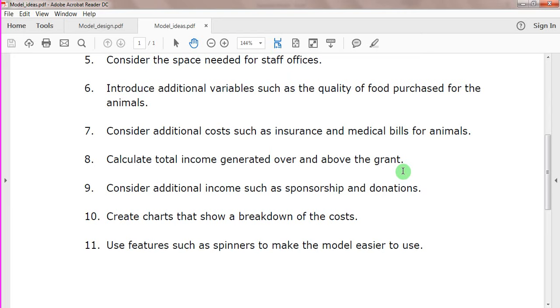Well, obviously my animals aren't dogs in my fictional animal shelter. Alright, so income generated over and above the grant, that will be things like sponsorship and donations. They're both part of the same point, really. So, where's all this coming from?